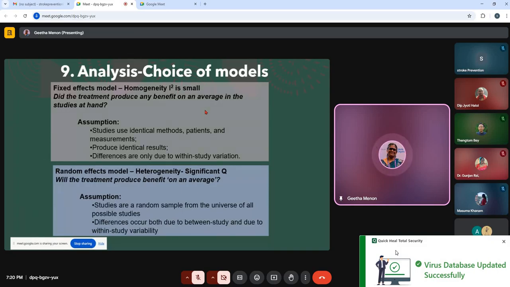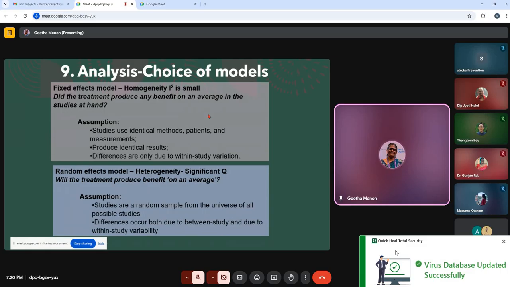One more important factor that we need to see when we are analyzing the data from primary studies is to choose the model. So there are many models. The fixed effect model and the random effect model are the most common, but we have a mixed effect model also these days, and there are many other complicated models also. So the choice of the model depends on the question that you need to answer.